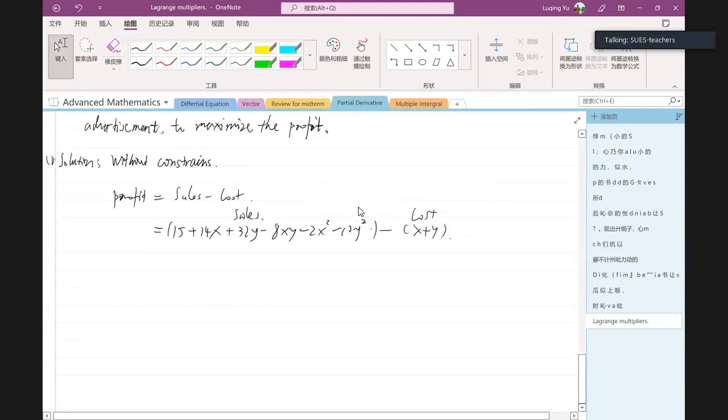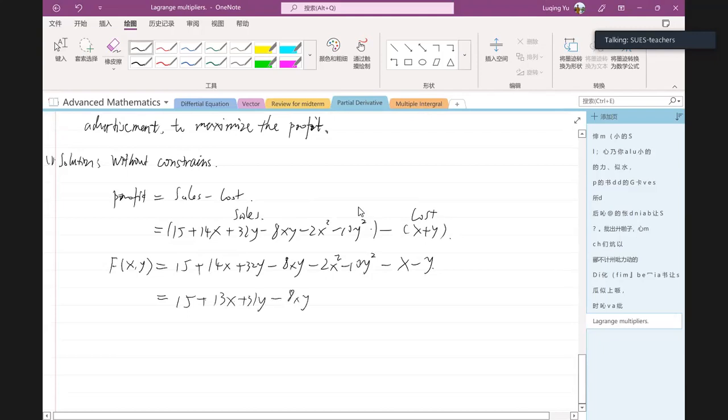without constraint. So we can say that f(x,y) is equal to 15 plus 14x plus 32y minus 8xy minus 2x squared minus 10y squared minus x minus y. That is equal to 15 plus 13x plus 31y minus 8xy minus 2x squared minus 10y squared. Then we can take the first derivatives.